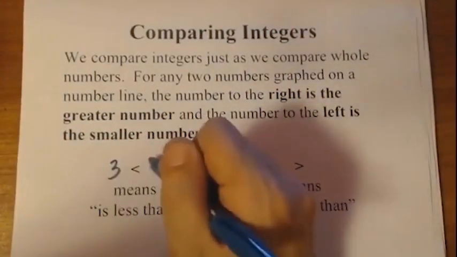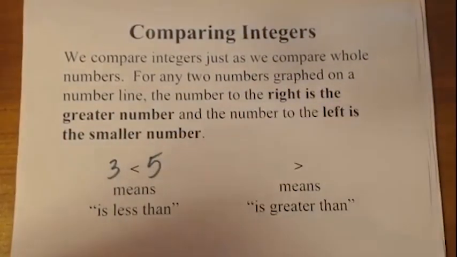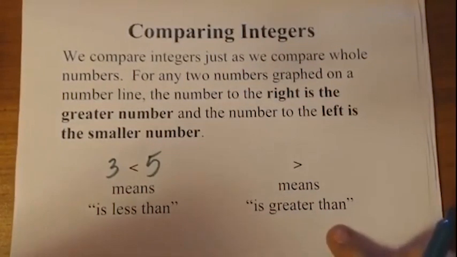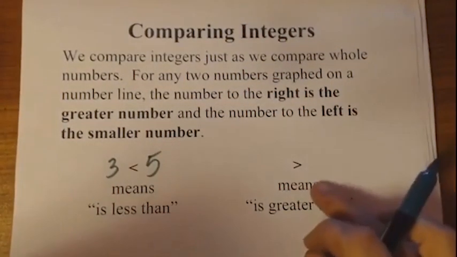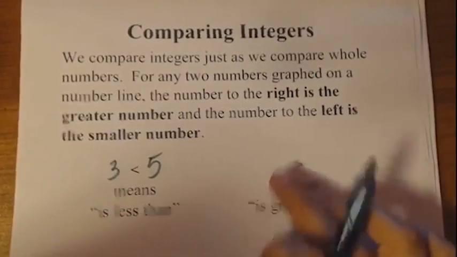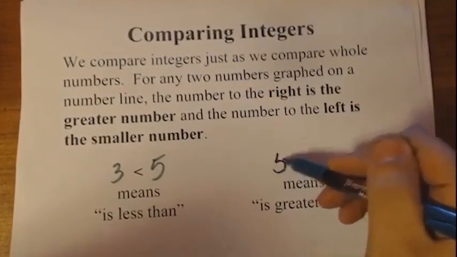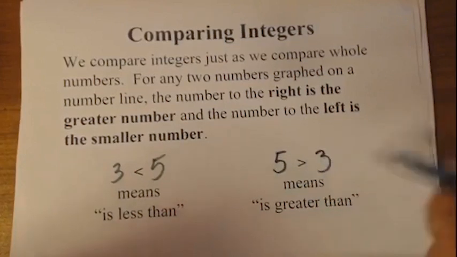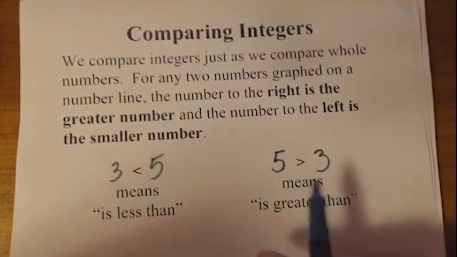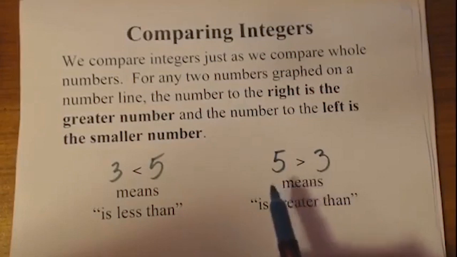So an example we just had, 3 and 5. 3 is less than 5. Greater than is the symbol in the other direction. It points to the right. It's open to the left. So again, if 3 is less than 5, 5 is greater than 3. The number to the right is the greater number. So 5 is greater than 3.